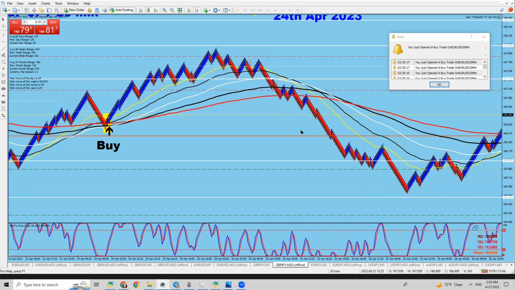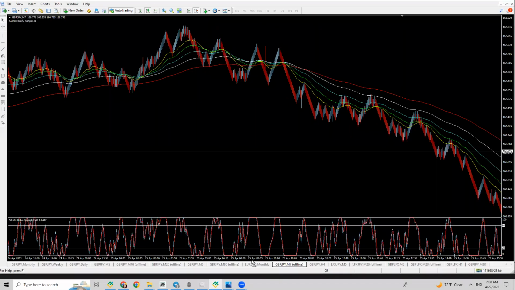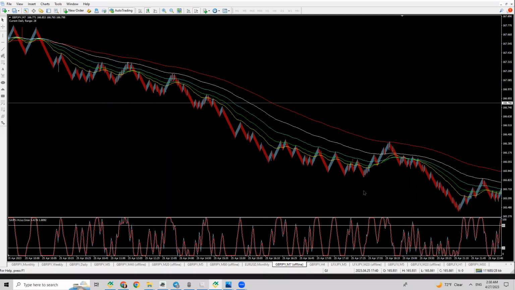But it gave me this short setup on the 7-minute chart. Let me show it to you. The 7-minute chart, pound yen, right? On the 25th. Here it is. See on the 25th, April 25th, right here, and entry, entry, entry, and it went all the way down.